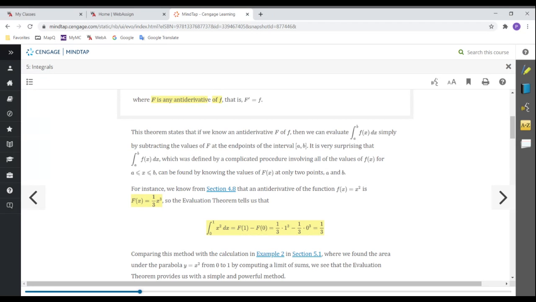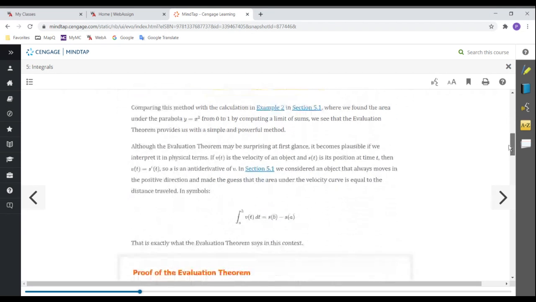How many like that a little better than using Riemann sums? Okay, Trevor was real quick on his answer. Wow! Oh my goodness! Thank you, everybody. Everybody loves the evaluation theorem. Okay. Well, you're going to be using it a lot in calculus too, as well.